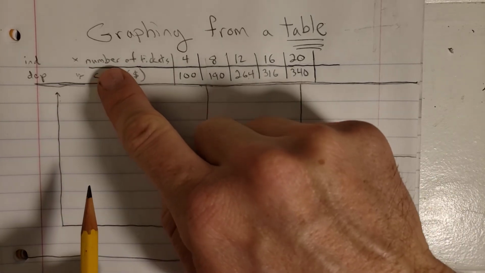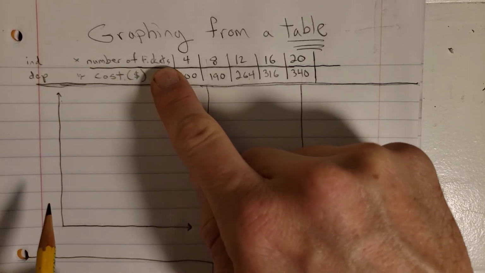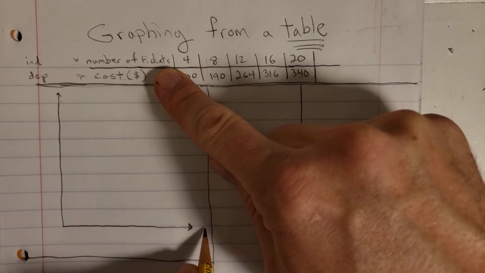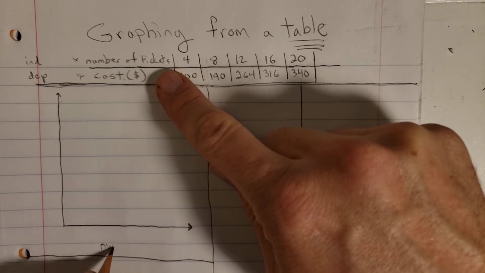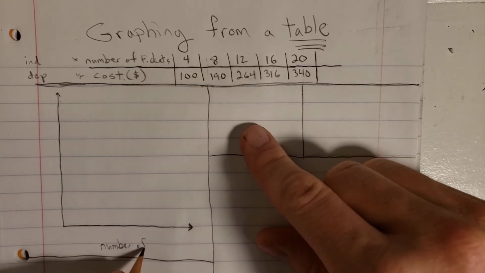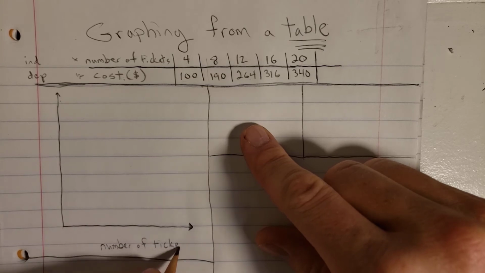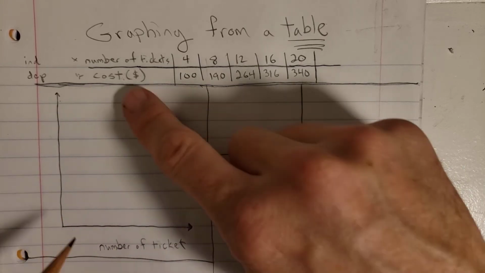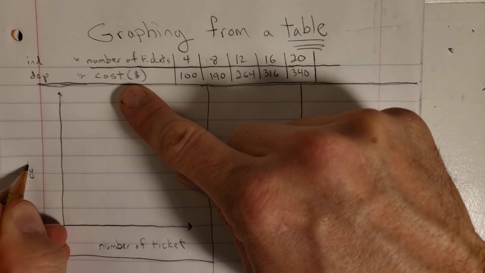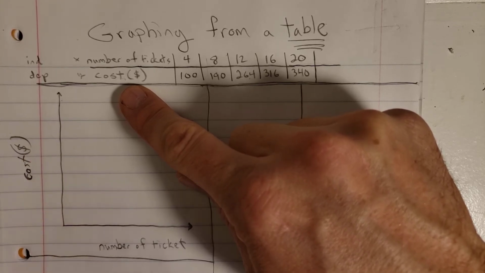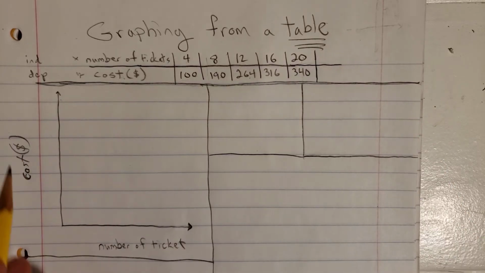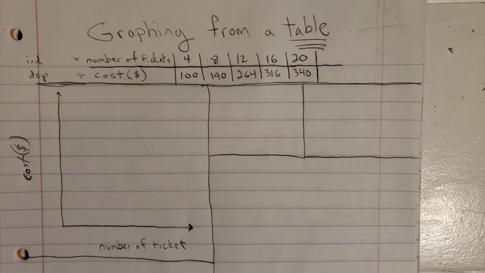This independent variable always goes on your x-axis, your horizontal axis. So this is going to be your number of tickets. That's a very important step, determining which axis you're going to put your variables on. This is going to be the total cost for the tickets, since that's dependent. Dependent is your vertical axis, independent is your horizontal axis.